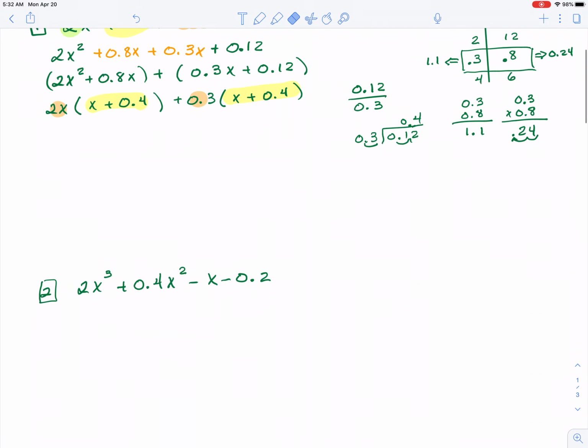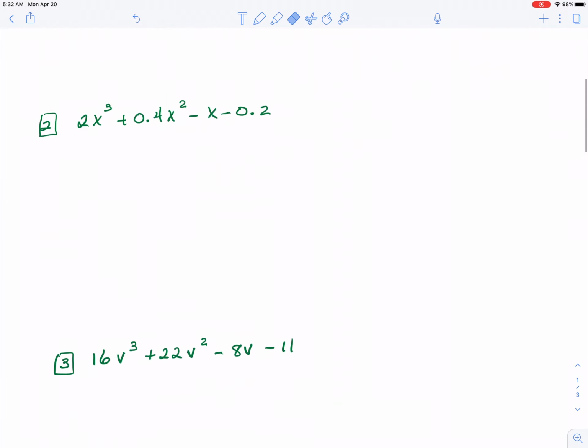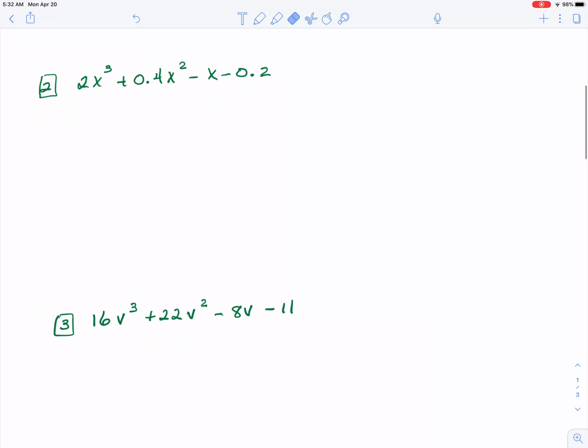The second one starts off with 4 terms. First you want to look and see if there is a greatest common factor through all 4 terms. And there is not one other than 1. So I'm going to go ahead and start the grouping process.